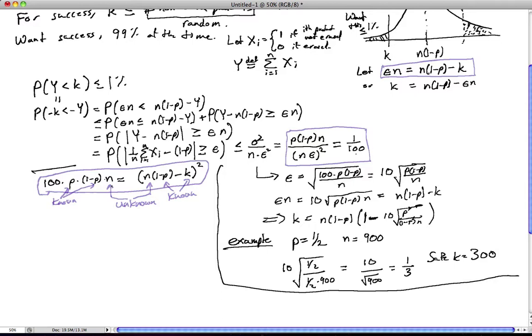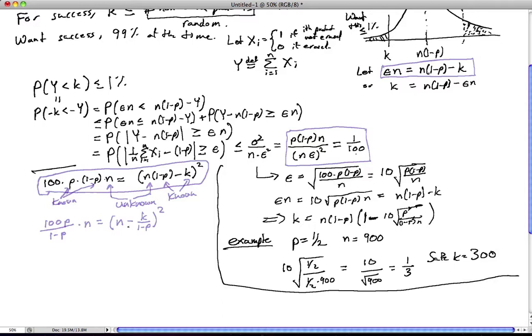The first thing we're going to do is, if we're going to solve this as a quadratic, it's useful to have the n by itself, isolated, without this 1 minus p hanging onto it. So let's do a simple dividing through. Let's divide through by 1 minus p squared on both sides. So we will get 100p divided by 1 minus p times n equals n minus k over 1 minus p, squared. So we have this formula.